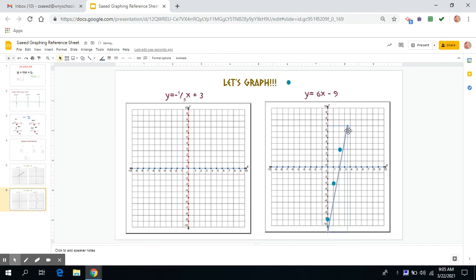I connected it so badly. Oh my god. Let me fix that. Make it a little bit bigger. And this is what it's going to look like. Okay. Again, you are graphing this one on your own. I want you to graph this one on your own.